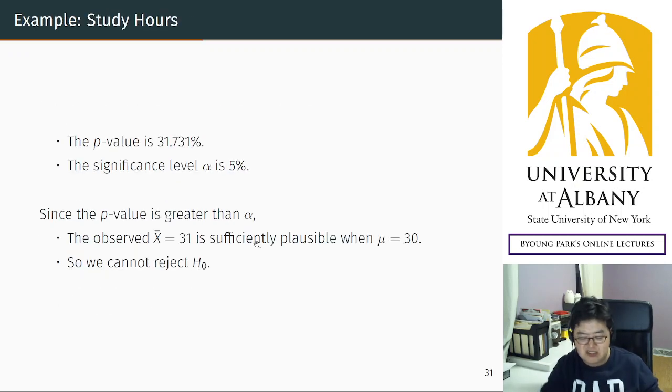I hope this example shows a better framework to understand hypothesis testing. In the next video, I will consider an even more generalized framework for hypothesis testing. Basically, we are extending our framework to the most general case.